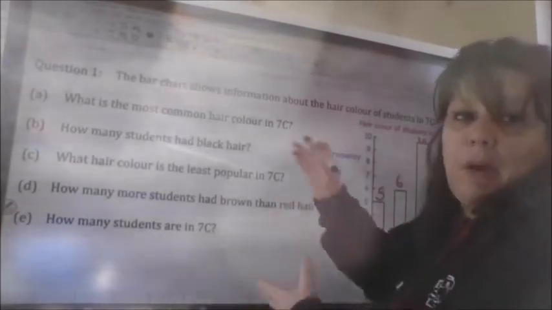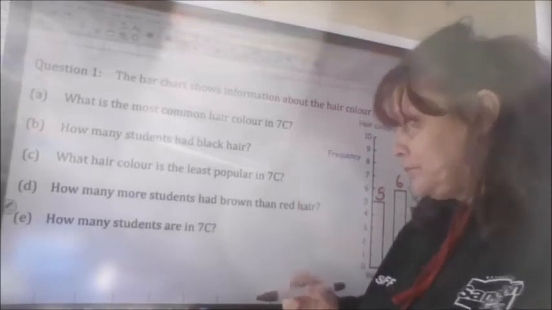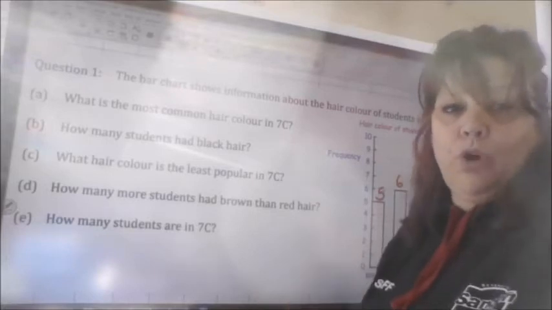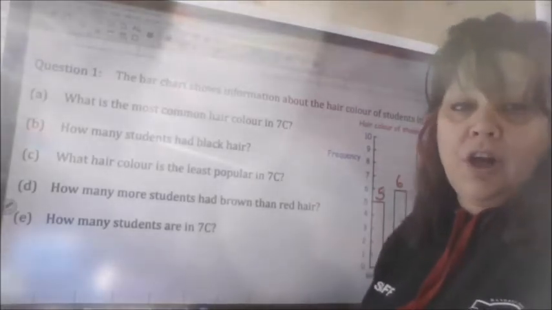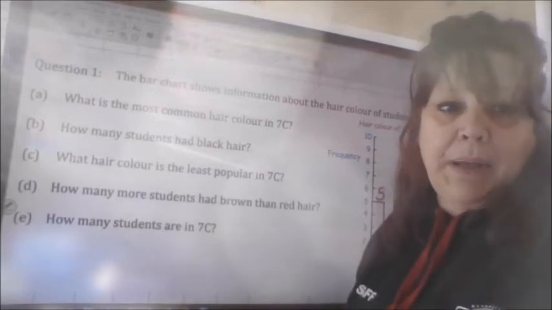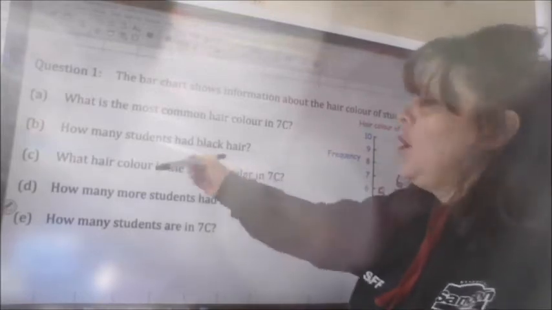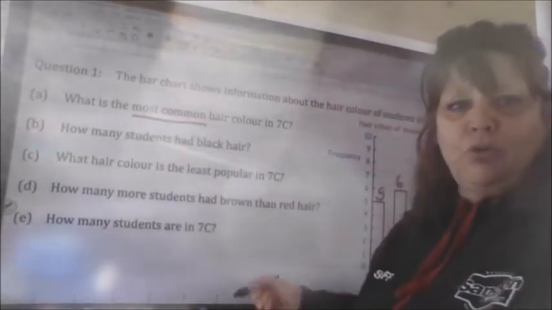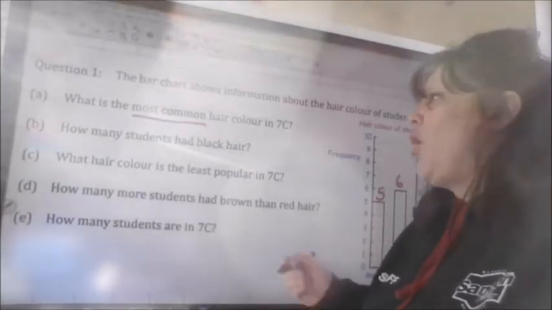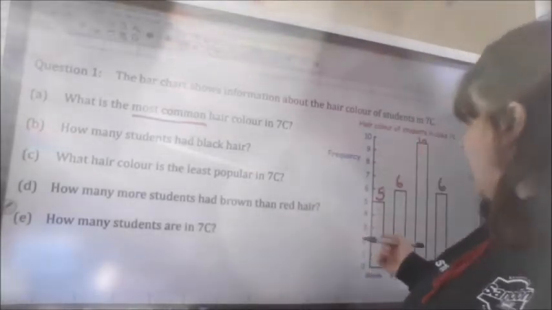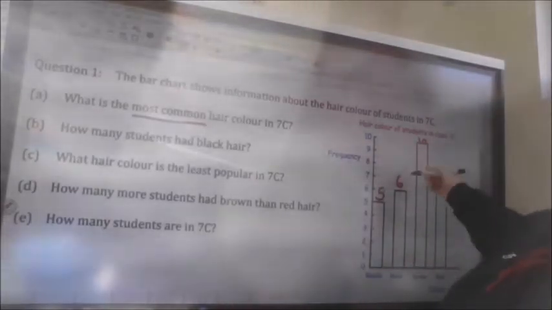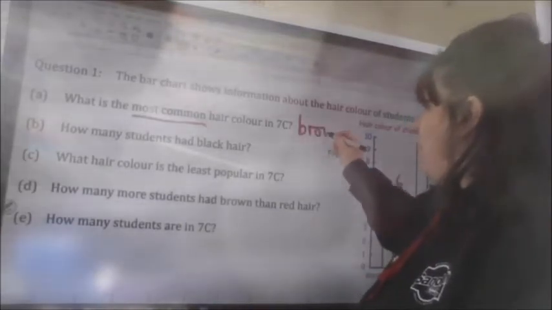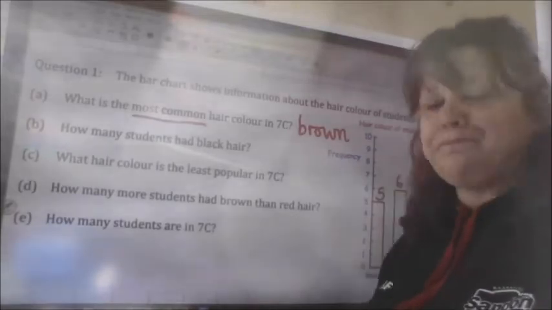So it's going to help me to answer these questions. What I need to do when I look at my questions is underline any really important words so that I know which calculation or what part of the graph I need to be looking at or doing. Okay, so the first question says, what is the most common hair colour? So most common means the most popular. Okay, so what appears most on my graph? So if I have a little look at my numbers on my graph, I know that it's brown that is the most popular colour. Okay.